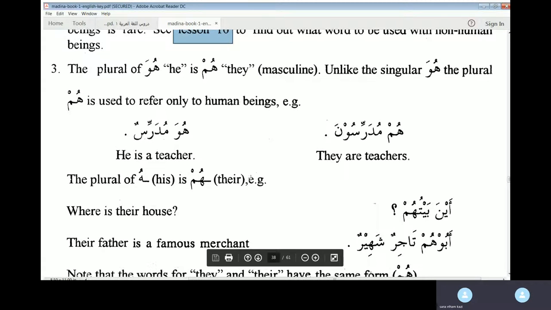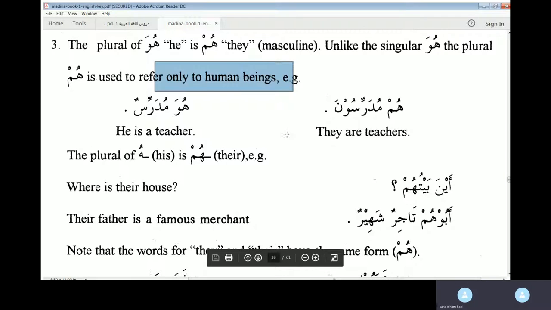The plural of huwa is hum. Hum is they, masculine. Unlike the singular huwa, the plural hum is used to refer only to human beings. Example. Huwa mudarrisun, he is a teacher. Hum mudarrisuna, they are teachers. So huwa is also referred for living and non-living, but hum only living. Yes, huwa is often used for humans also, animals also, and non-living things also. But hum is used only for human beings.